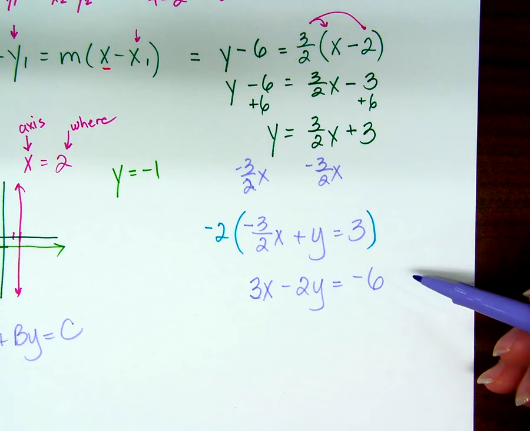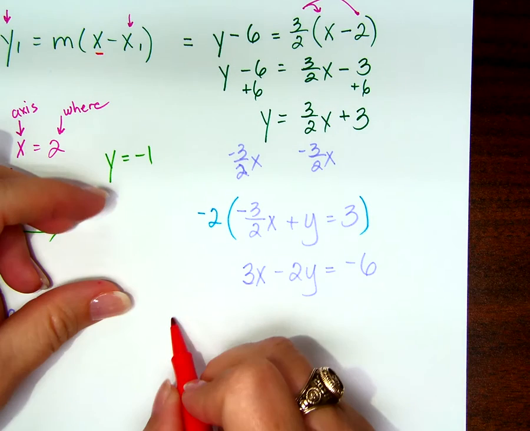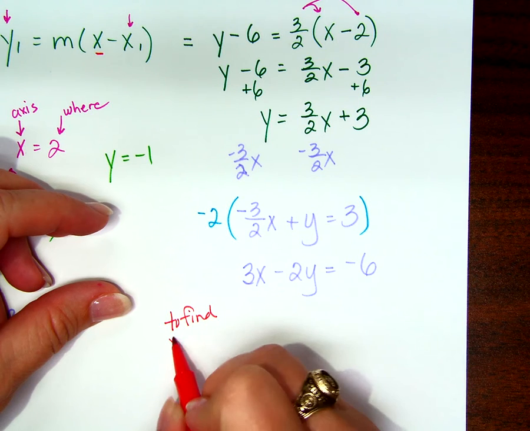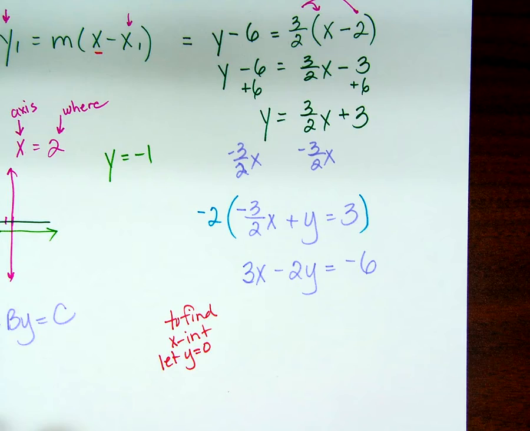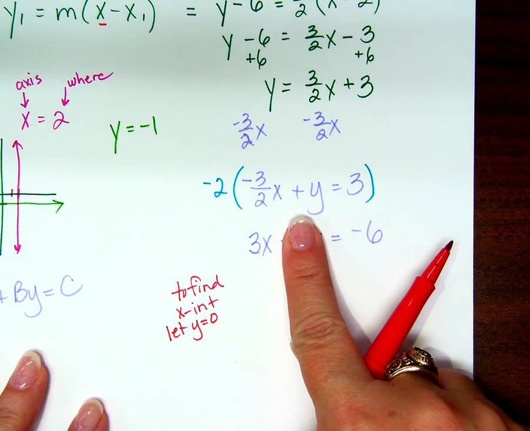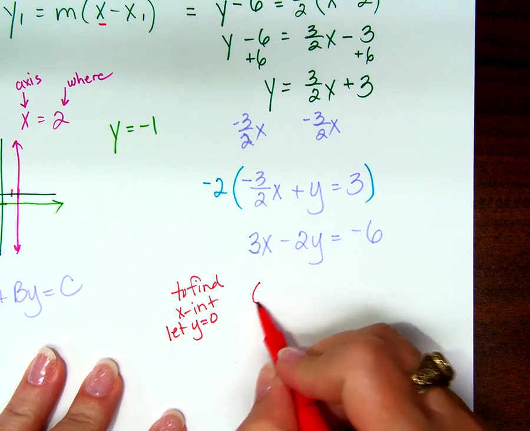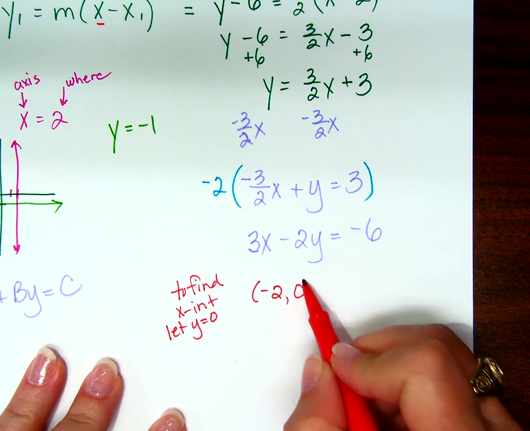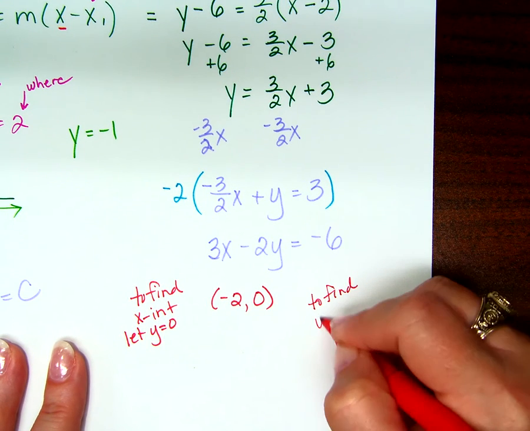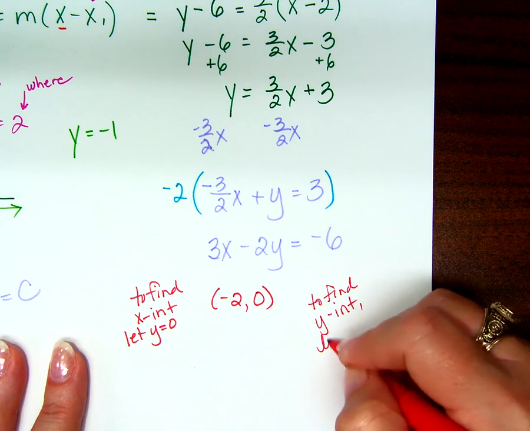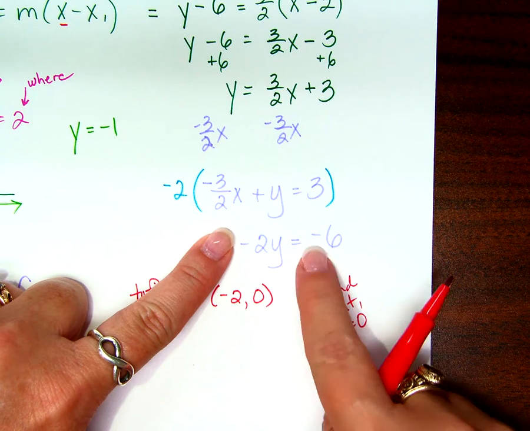But if it's in standard form, guys, how do you find the x-intercept of an equation? To find the x-intercept, we let y equals 0. So basically, to find the x-intercept, cover up the y. 3x equals -6. What is x? -2. If x is -2, what did we let y be? 0. That's the x-intercept. To find the y-intercept, what do we do? Let x equals 0. Cover up the x. -2y equals -6. What's y?